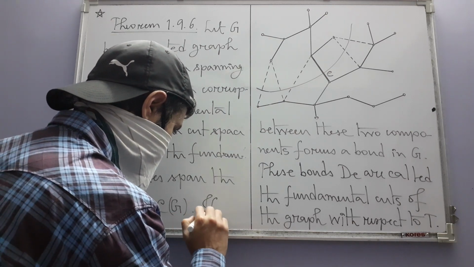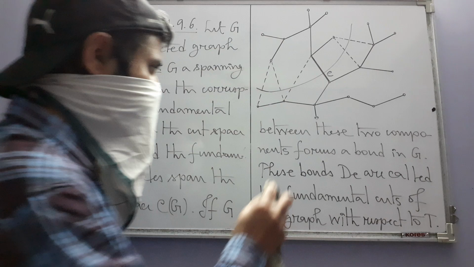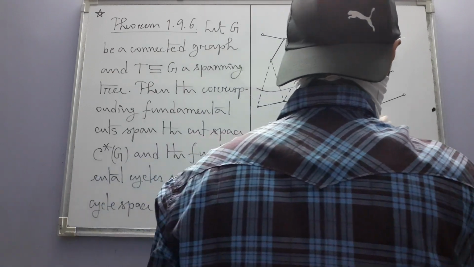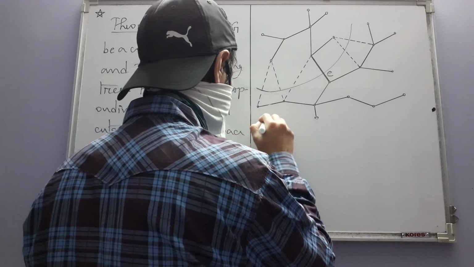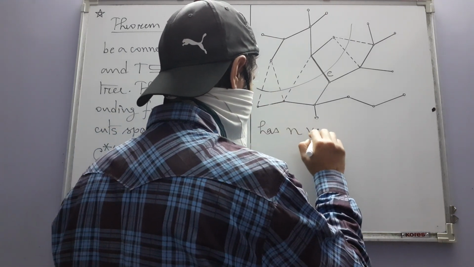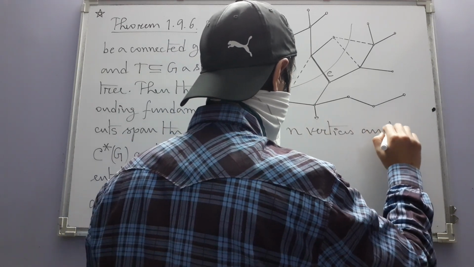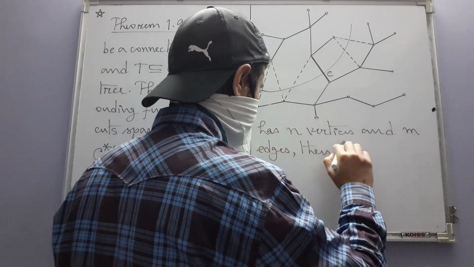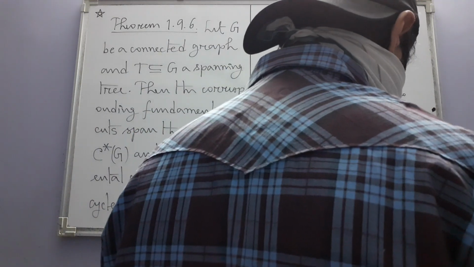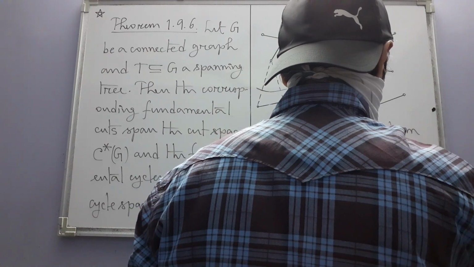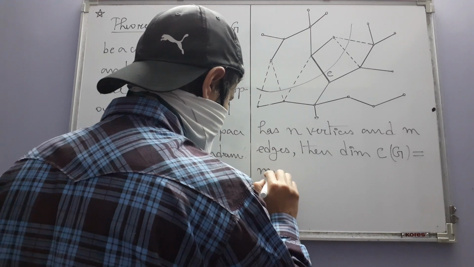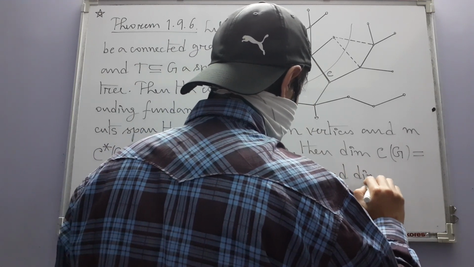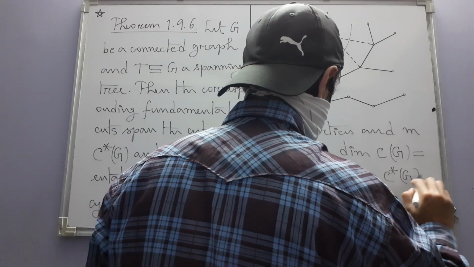if G has n vertices and m edges, then the dimension of the cycle space of G is m minus n plus 1, and the dimension of the cut space of G is n minus 1.